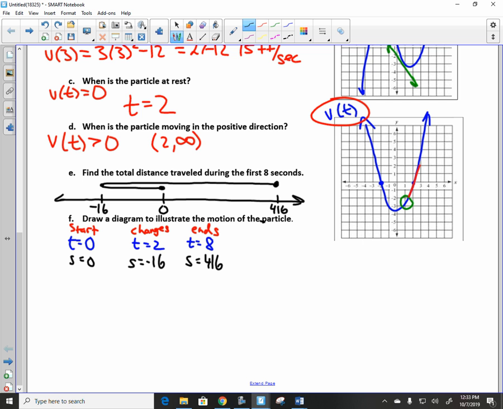Now that you have the motion drawn out, I want to be clear about what we're calculating at this point. We are not looking for the displacement. We can see that the displacement is 416. We're looking for the total distance traveled. So the total distance traveled would be 16 in this direction, plus another 16 to get back to 0, plus 416 to get all the way off to the right. So that'll be a grand total of 448 feet.